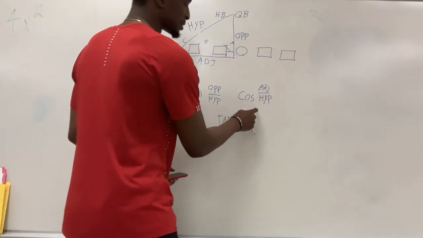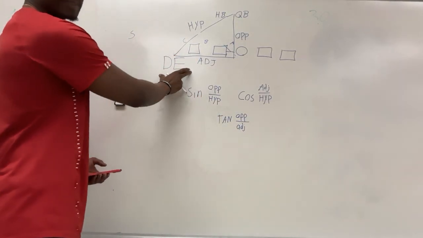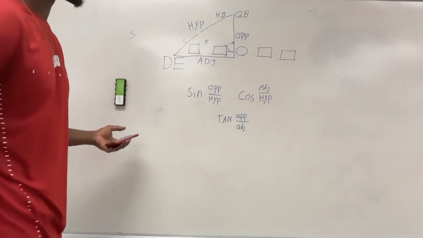So we got sine, cosine, and tangent for now. Defensive end, outside linebacker, the edge position.